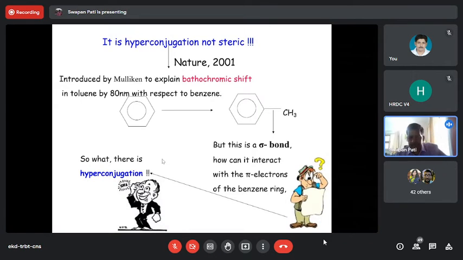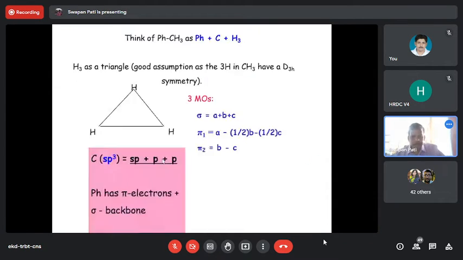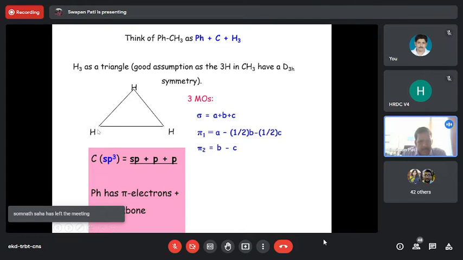All right. So what is it actually? I will show you a little bit mathematically, in a very simple way. Think about this: there's a benzene and you have a CH3 group, a single bond and CH3. So think of this as PhCH3, that is benzene plus carbon plus H3. There are 3 hydrogens, symmetrically placed like a triangle. It's a good assumption as the 3H and CH3 have a D3h symmetry. So one can write down 3 atomic orbitals, the 1s atomic orbital of hydrogen. So 3 molecular orbitals will form.